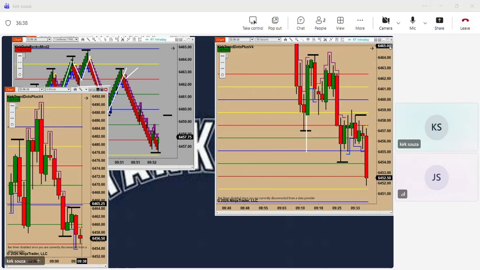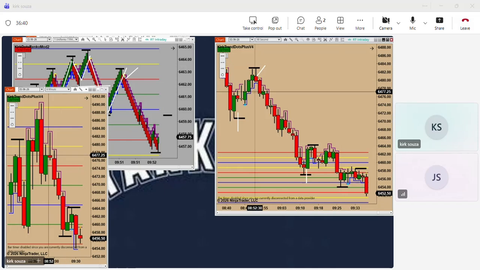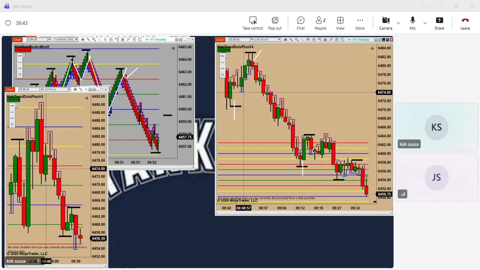Yeah, it's hard to do the reversal trade. You don't know where the hell it's going to turn. Look at this green red right here. Green red. Engulf, pull back, short, boom.